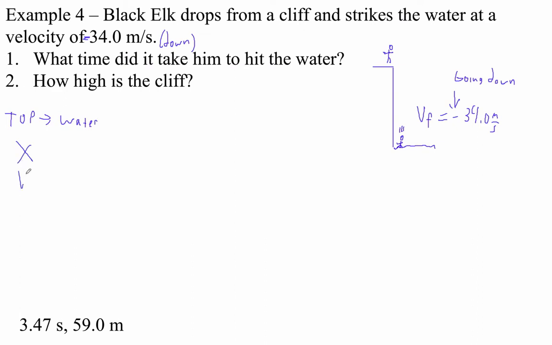Let's go x, vi, vf, a, and t. Okay, so x, I guess we don't know x. Initial velocity: he drops, so I'm going to say that the initial velocity is 0. Final velocity is negative 34 meters per second. And then the acceleration is negative 9.8 meters per second squared.